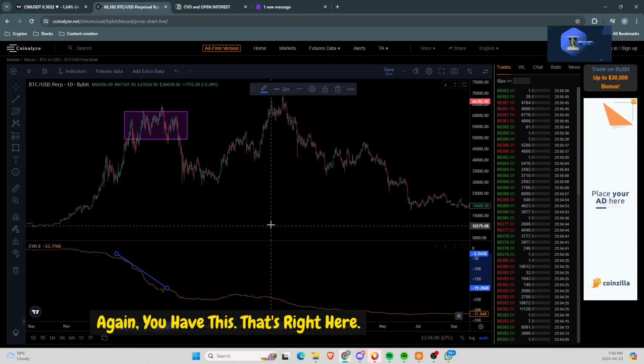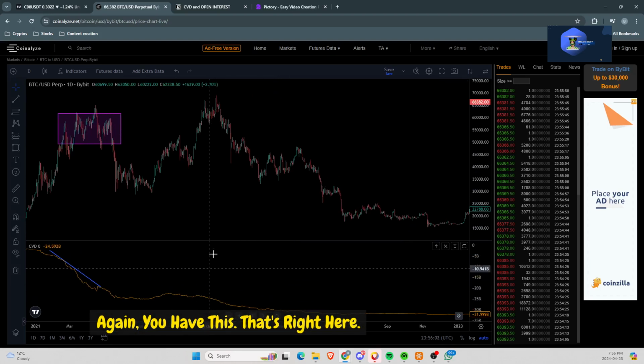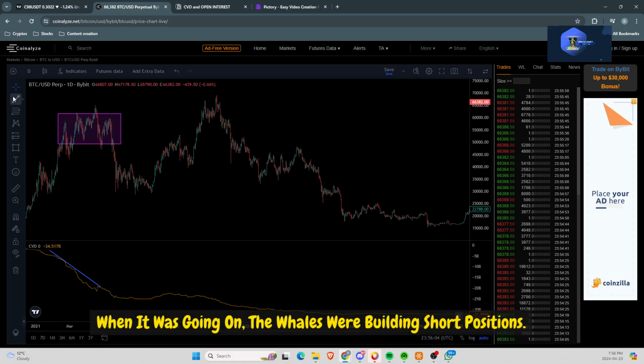They were building short positions when this was happening. Okay. Again, you have this right here when it was going up, the whales were building short positions.